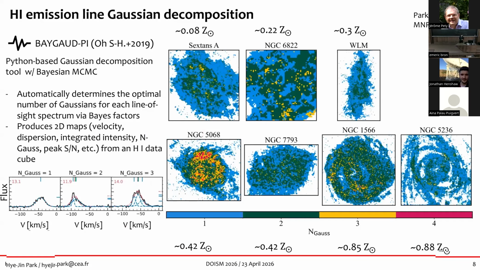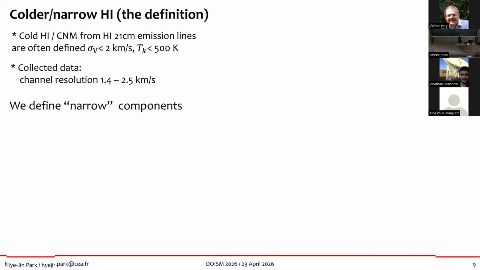And then this is the number of Gaussian map of the 7 galaxies, and you can see there are very diffuse areas with the number of Gaussians of 1, but some star-forming regions in dwarf galaxies are found to have 2 or 3 Gaussians. And for the spiral galaxies down here, they also have more than 1 Gaussian in the spiral arms, and we can see the complexity of the velocity profile.